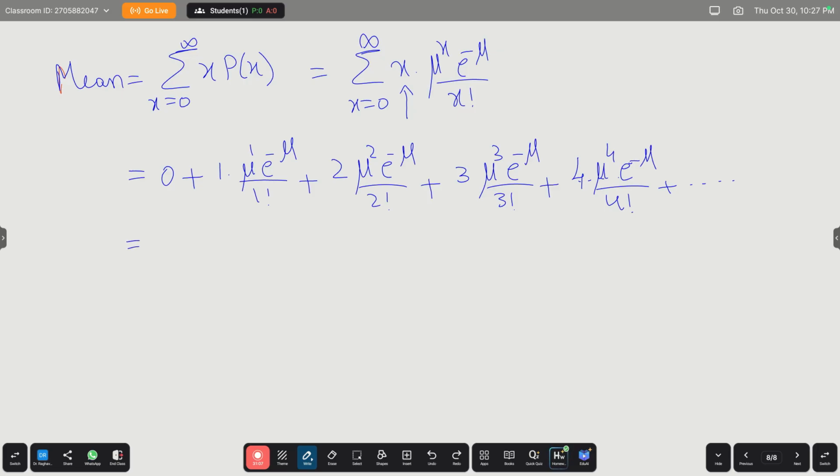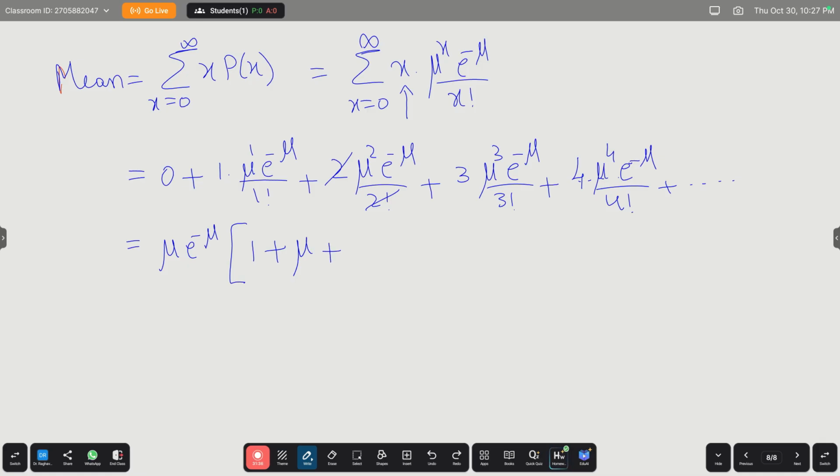And what will happen here? Let me take the common terms out. Mu is common here and e power minus mu is also common. So once I take out both these things, in the first term I will be left with 1. In the second term, what's happening? 2 and 2 factorial are getting cancelled. Mu and e power minus mu are out, so you are left with mu.